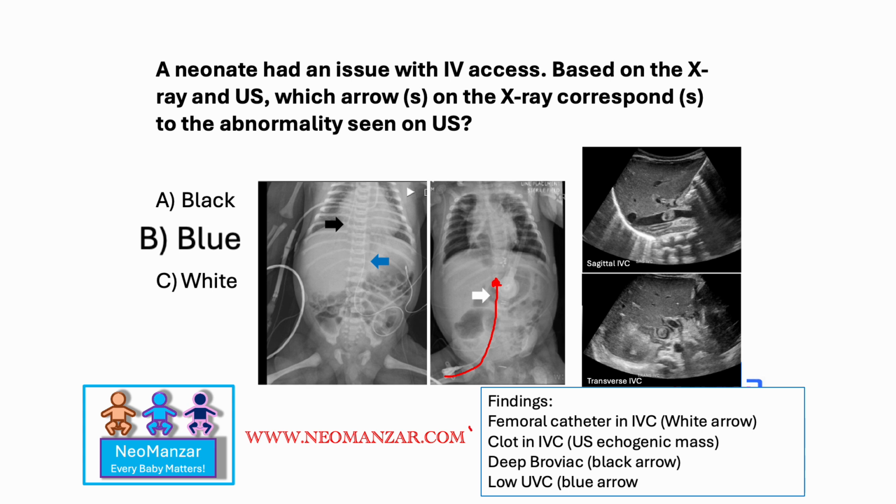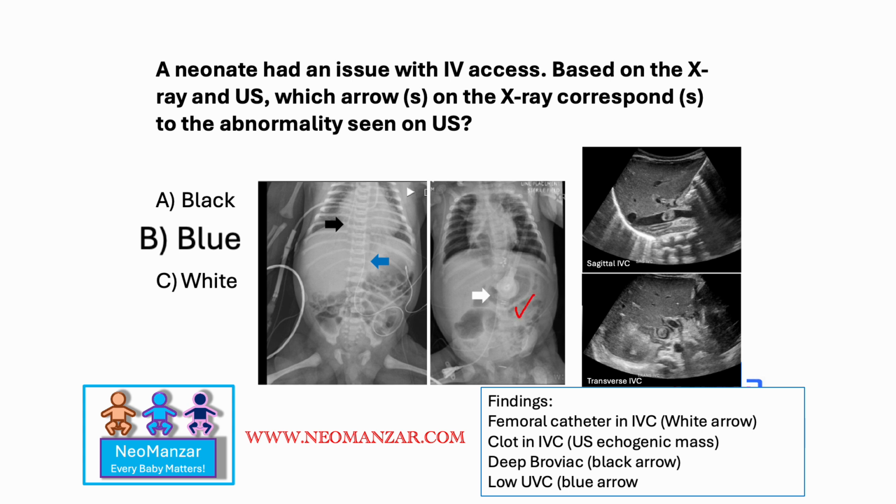So the first finding is the femoral catheter, which looks like it is in the right place. The clot in the IVC, which you can see as the echogenic mass we talked about, is abnormal. The Broviac is deep, so that has to be adjusted. As you see here, it's really sitting at the base of the heart, so this has to be adjusted. And also you see that the umbilical venous catheter is low, which was taken out, as you see in the second image. Let me rub it off. When the femoral line was inserted, you see the UVC was taken out.